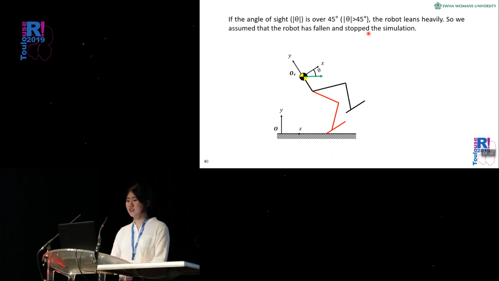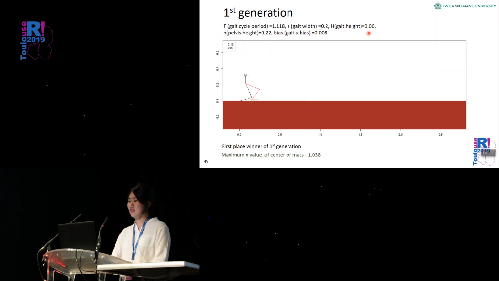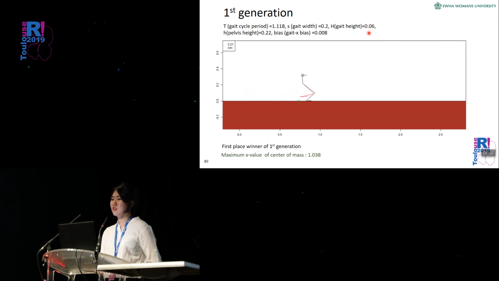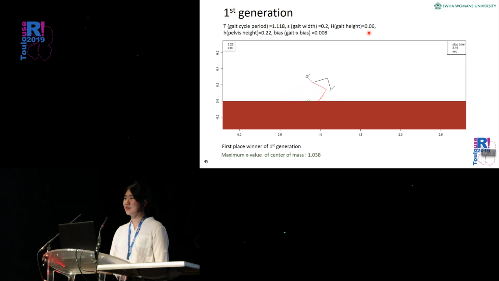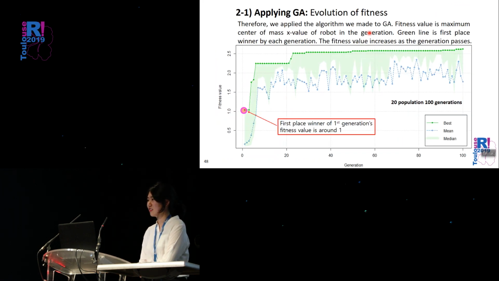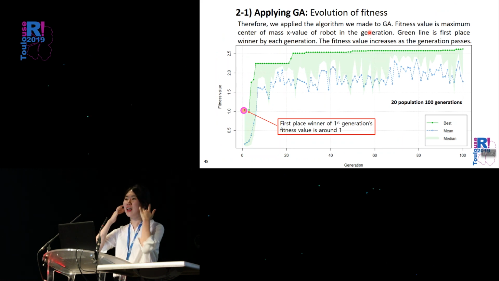For the first generation, they just fall down, and for the 5th and 20th, they just go to the local maximum, not the global maximum. In 100 iterations, they go to the global maximum. That's why they just stop there. Yeah. Thank you.